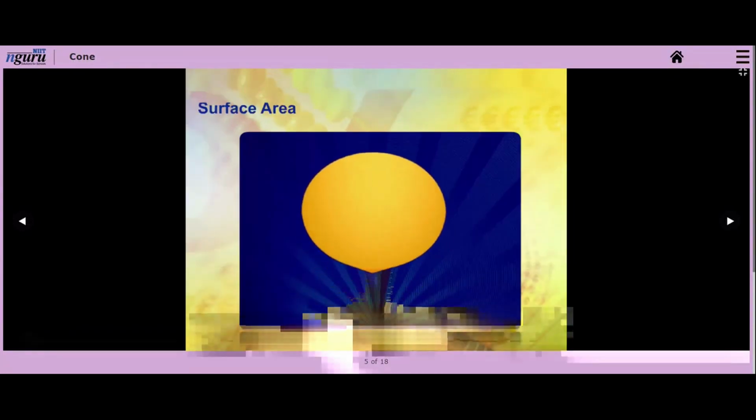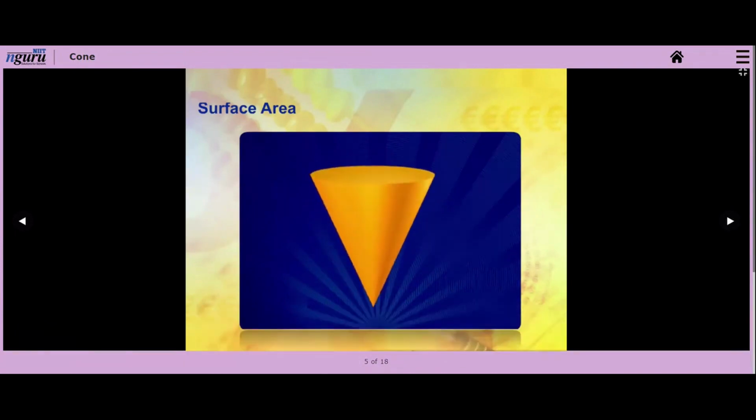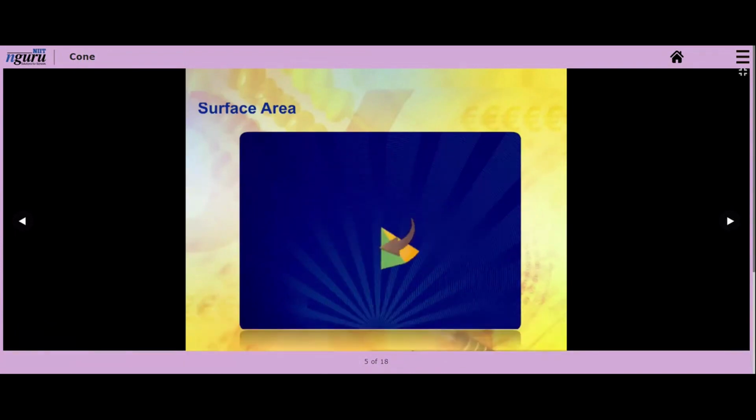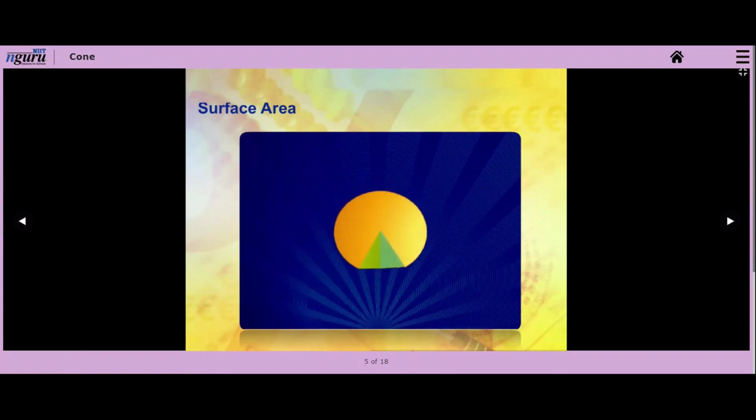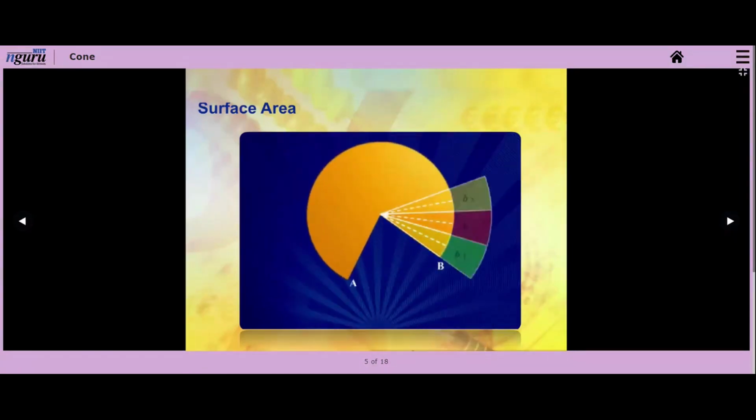Let's perform an activity to find out the curved surface area of a cone. Cut a cone in the manner shown. The line cut is the slant height, which is represented by L. If we cut this shape into many pieces, then each piece is in the form of a triangle, with bases B1, B2, B3, and so on, and height L.